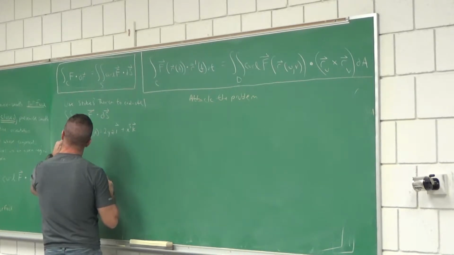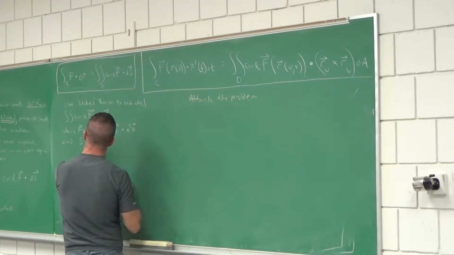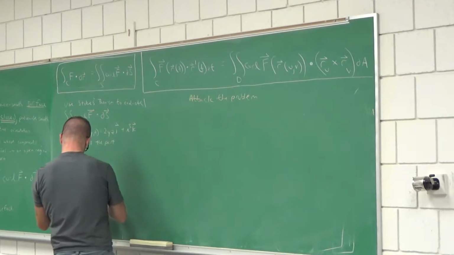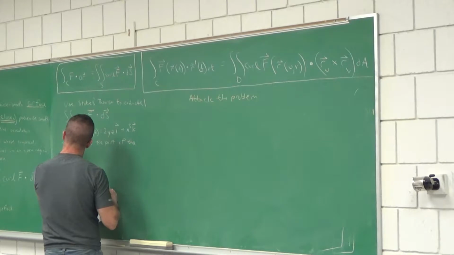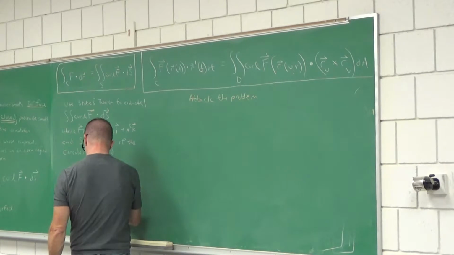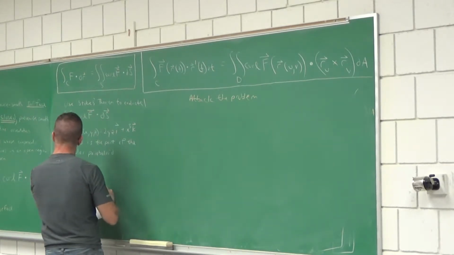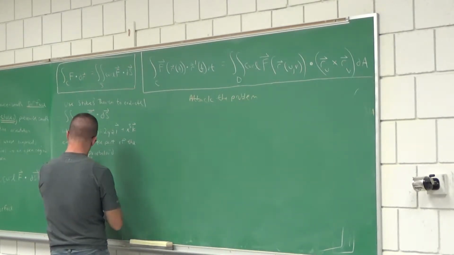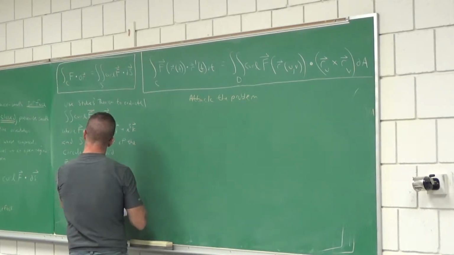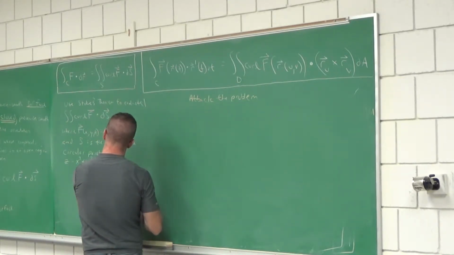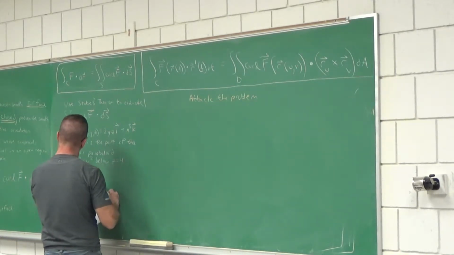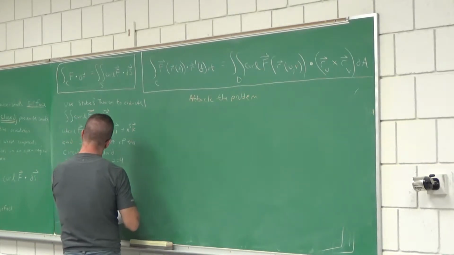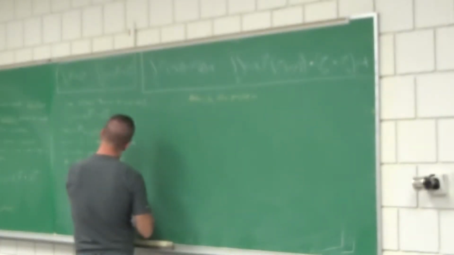What's S? S is the part of the circular paraboloid z equal to x squared plus y squared, below z equal to 4, with upward orientation. Again, can you help me make a picture?